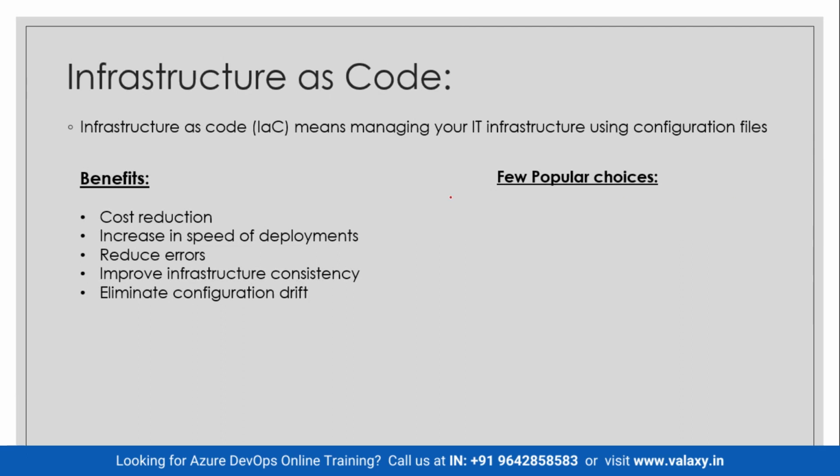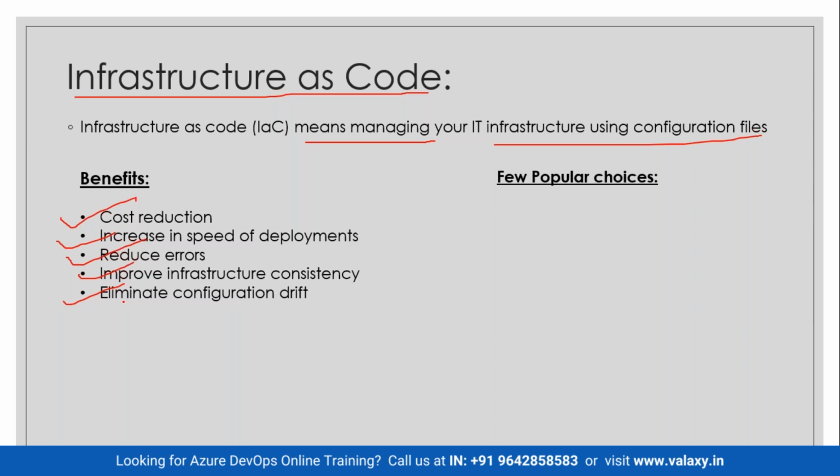With infra as code, all these issues are taken care of. Infra as code means managing your IT infrastructure using configuration files. What are the benefits of using configuration files? Cost reduction, increase in speed of deployment, fewer errors, improved infrastructure consistency, and eliminating configuration drift. This is a very important point. If you have written the configuration once, and that configuration is working for your application, there is no way that there will be any configuration drift, even if you go from dev to QA to stage to production.